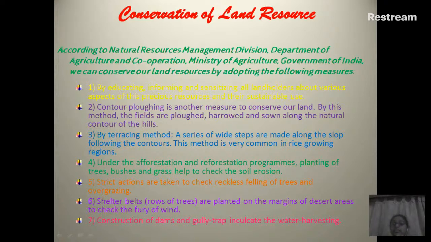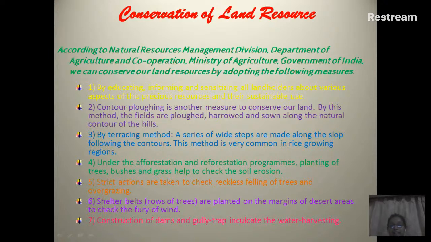So by terracing method, what happens is, just a second. What is this happening? Uh, Oh, that is soil. I'm sorry, I got it the wrong page.